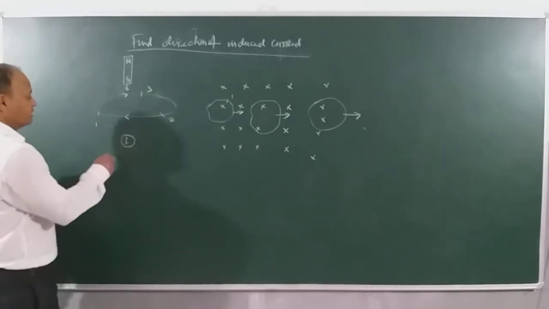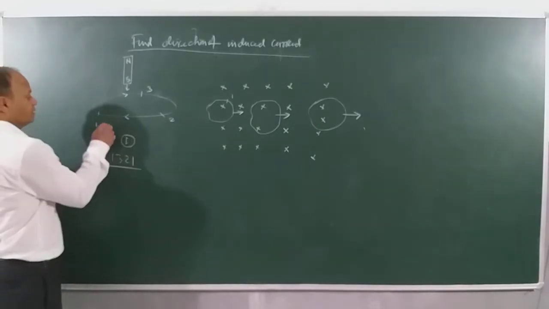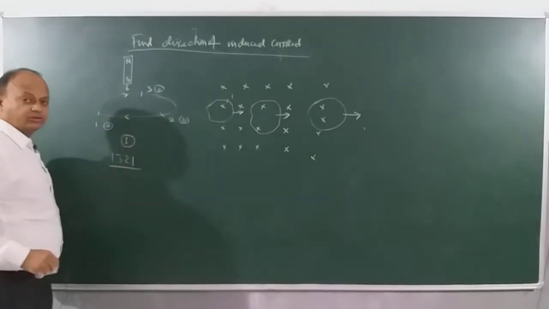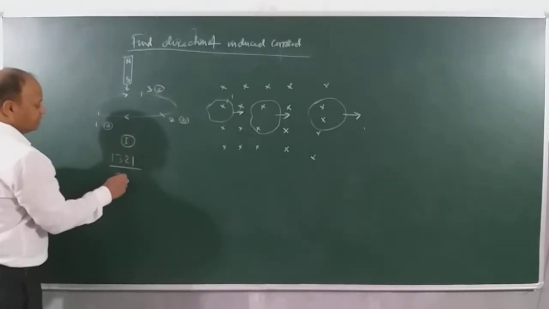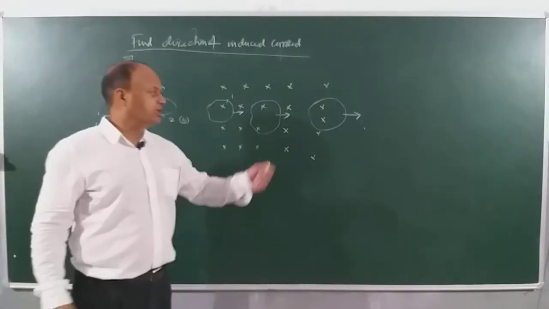So what will be the direction of current here? 1, 3, 2, 1. Right? I can give you like this also: A, B, C. So you can say the direction is A, C, B, A. A, C, B, A. Now this is a very typical case.